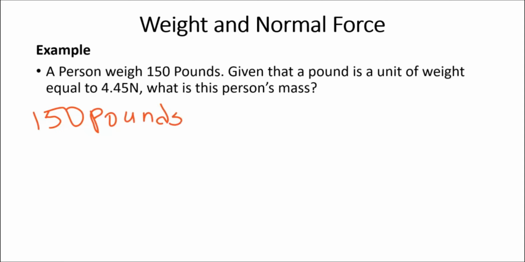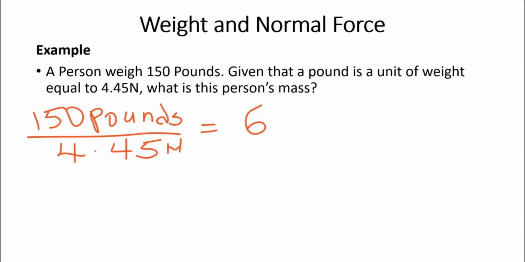The first thing is to convert these pounds to Newtons. Here, 1 pound is 4.45 Newtons. So we multiply 150 by 4.45 Newtons, and when you make your calculations, it will be about 667.5 Newtons.